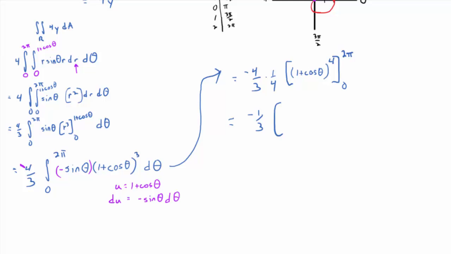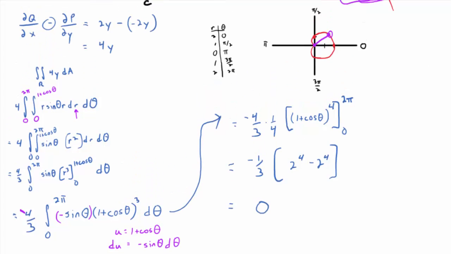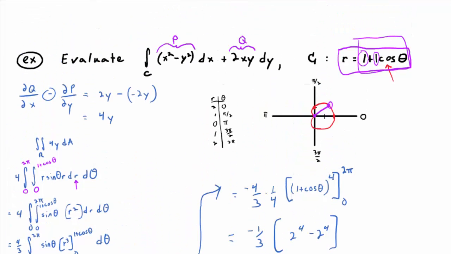Okay, if we plug in 2 pi, what's the cosine of 2 pi? 1, so we get 2 to the 4th. If we plug in 0. Oh, so we did all this work, and what did we get for an answer? Trolled. Now, we got 0, but that's okay. That's an answer. If this represented some sort of work done, then we're saying 0 work is done by the vector field, right?